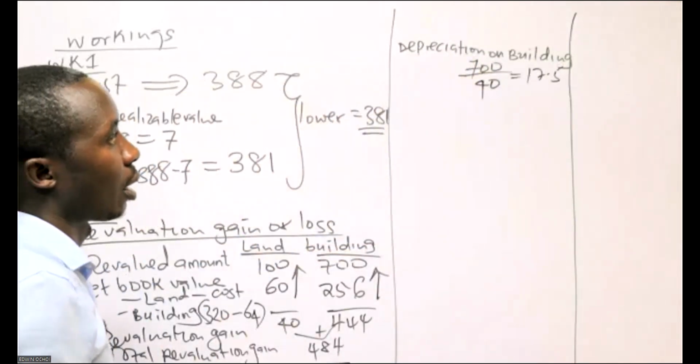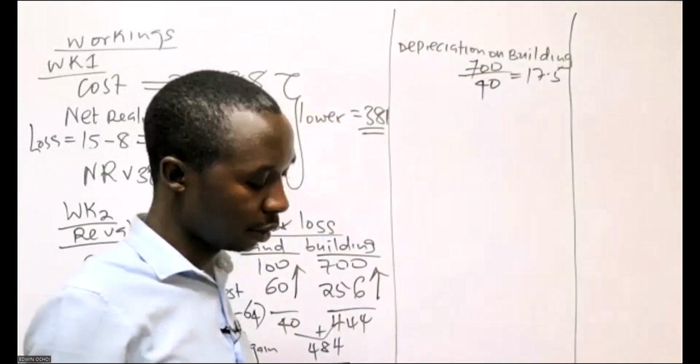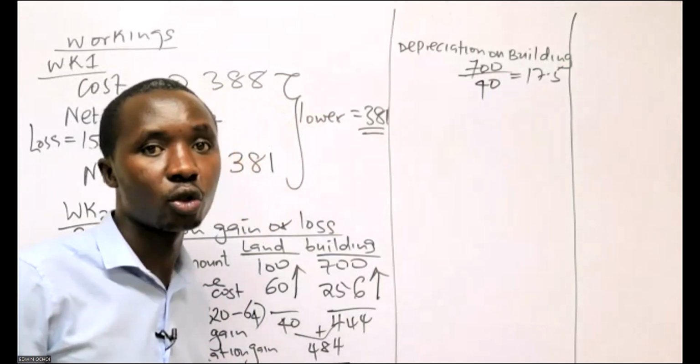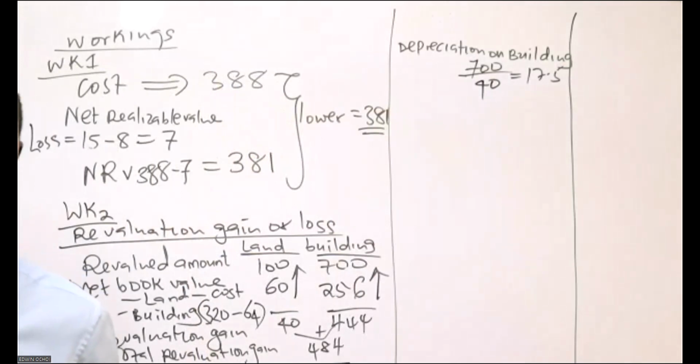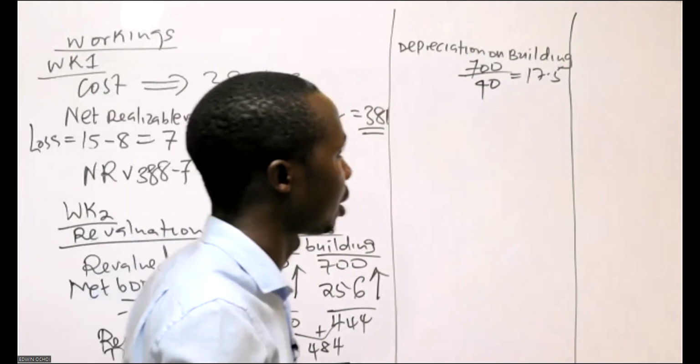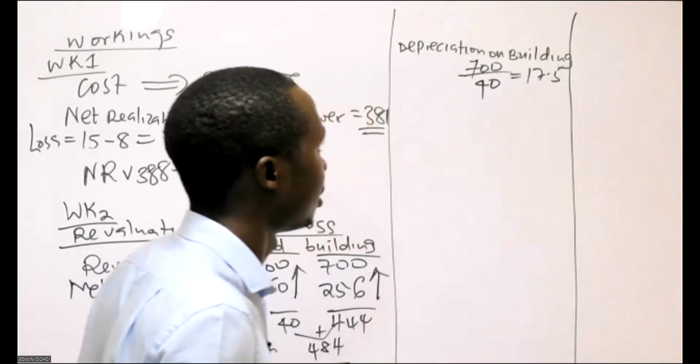I will check where to classify it if they said. If they never said where to classify, automatically this one goes to the cost of sales. Or in some scenarios, you will find other books have classified it under administrative expenses. That is again okay, so you cannot be penalized for doing that.